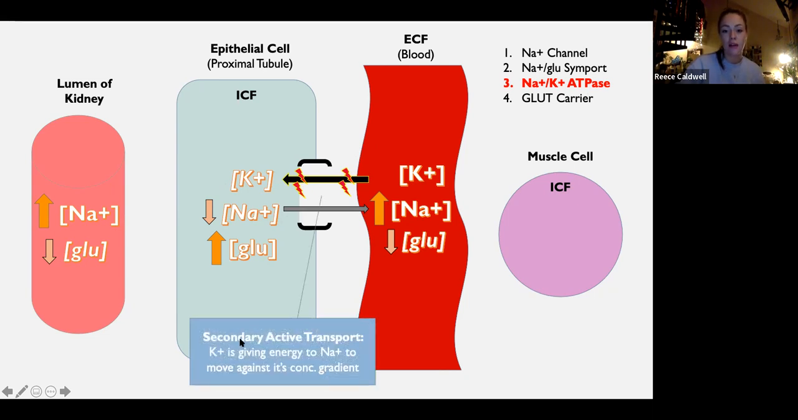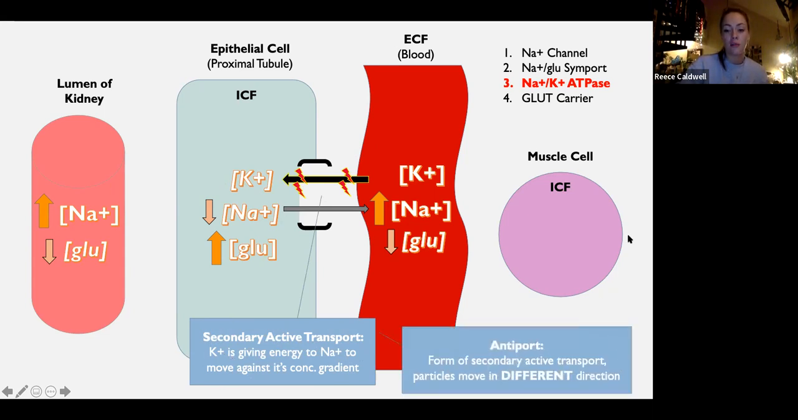Sorry, this should say primary active transport. And it should not say antiport. This is primary active transport. So disregard the antiport. We're going to see an example of that on the next problem. This is primary active transport.